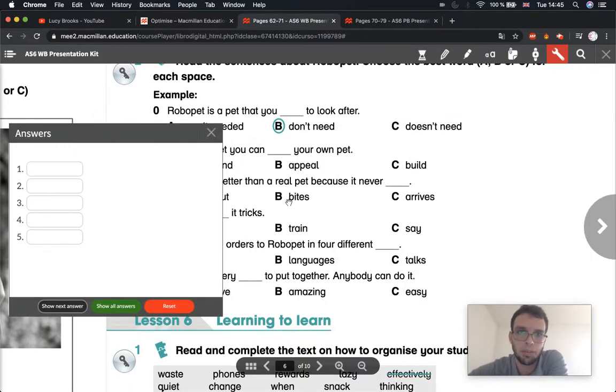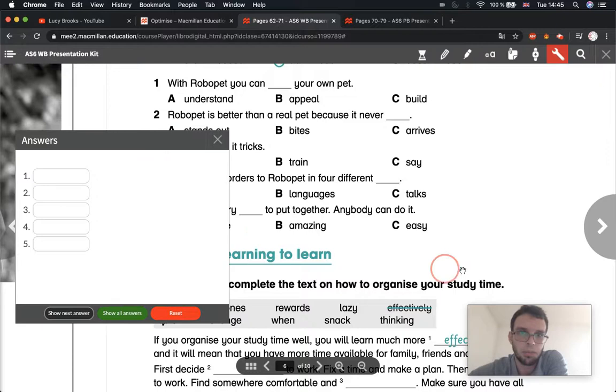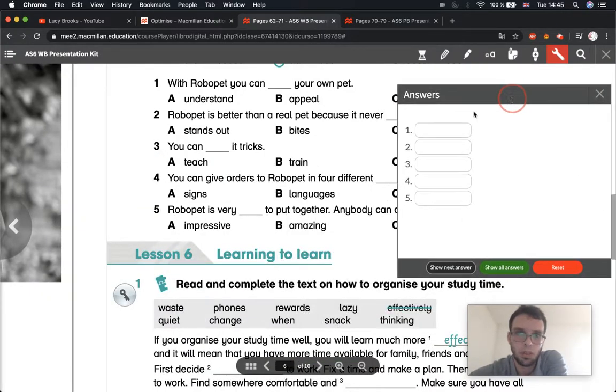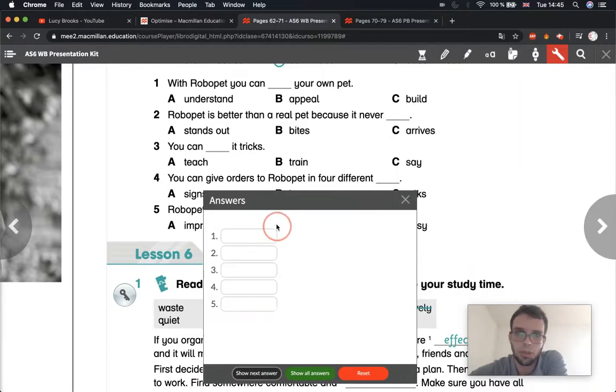Where can I put this? Oh dear. Try and find a good space for this.